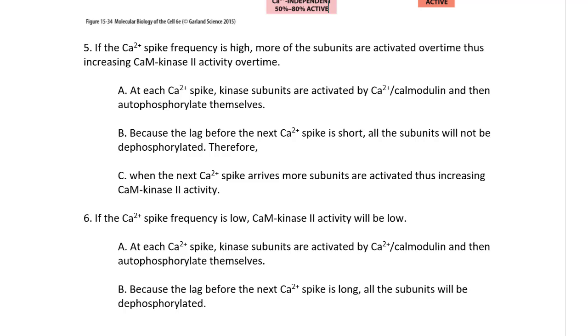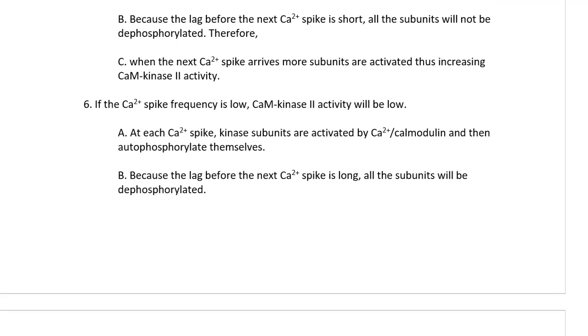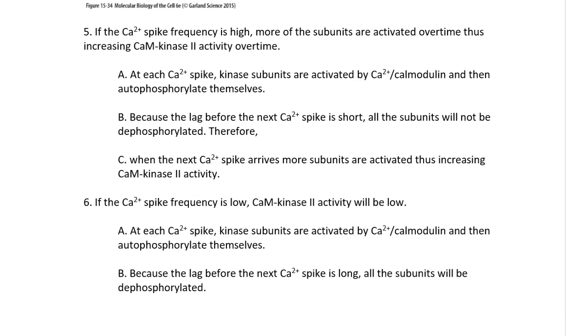If the calcium spike frequency is low, CAM kinase 2 activity will be low. At each calcium spike, kinase subunits are activated by calcium calmodulin and then autophosphorylate themselves. Because the lag before the next calcium spike is long, all the subunits will be dephosphorylated. You have 12 subunits on a single CAM kinase 2 protein.